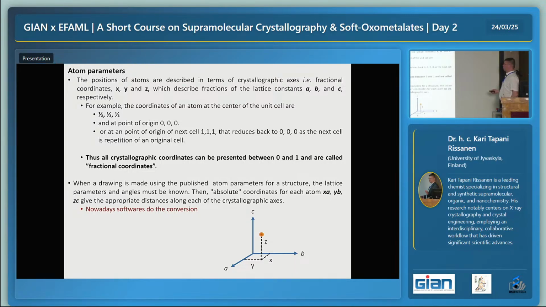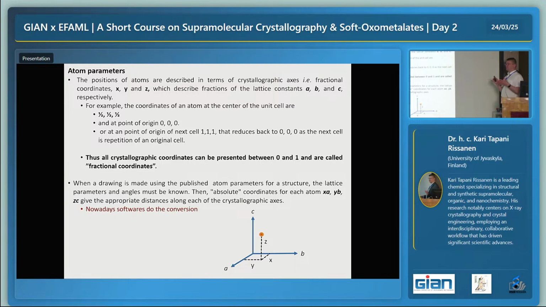And then the point of origin, the corner, has a value of 0, 0, 0. If you go to the other end, it's 1, 1, 1. But because it's a repeatable, three-dimensional thing, the 1, 1, 1 becomes 0, 0, 0. So everything is described between 0 and 1. That reduces back to 0, 0, 0, because it's in the next unit cell.